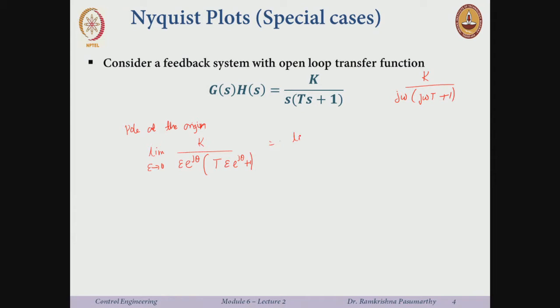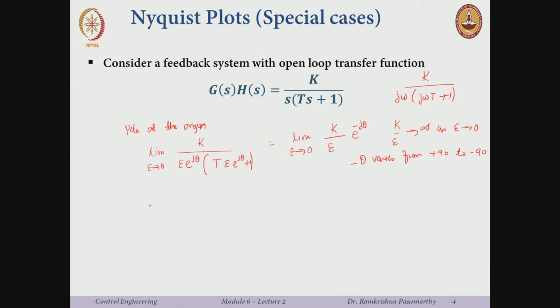So, this term, in the limit as epsilon goes to 0, I have a k in the numerator and epsilon in the denominator, and I will have e power minus j theta. So this k over epsilon goes to infinity as epsilon goes to 0. And what does theta do? Minus theta varies from plus 90 to minus 90, or plus pi by 2 to minus pi by 2.